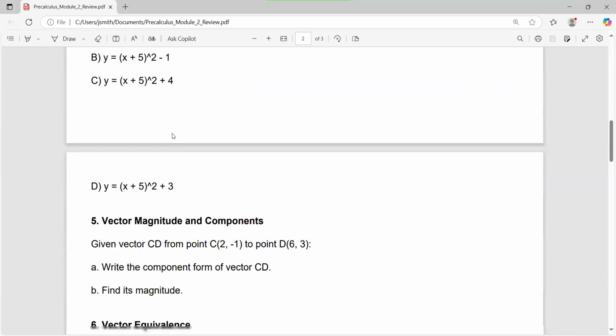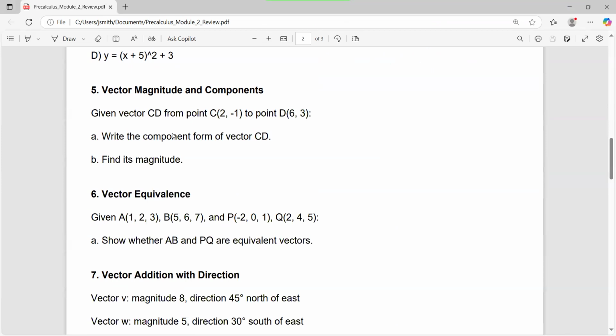Number 5, it talks about the vector magnitude and components. Remember, when it's given to you like this, it says given vector CD from point C to D, and you're asked to find the component. The component is x2 minus x1, comma, y2 minus y1. All right. Now it's very specific on what you label as your first and second point.